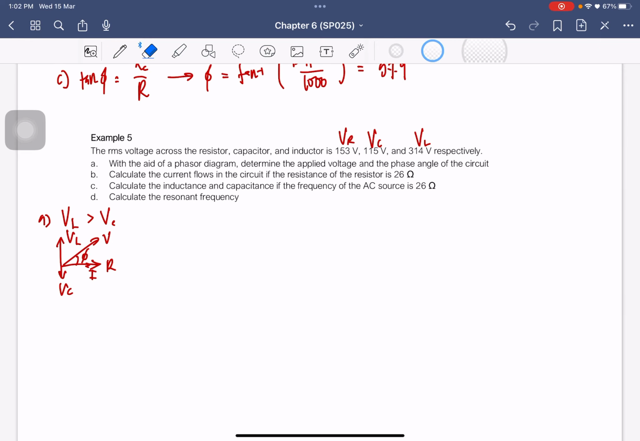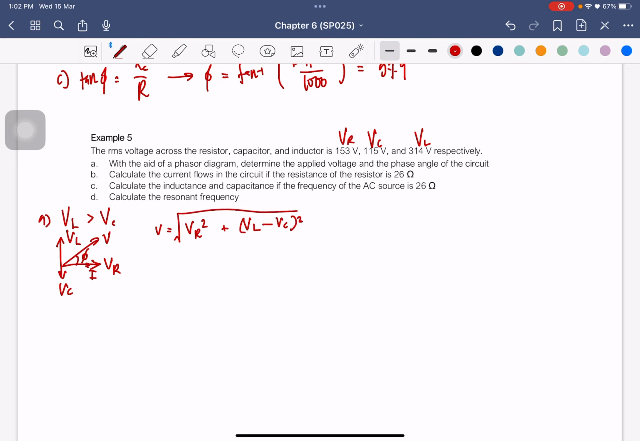Okay, this is actually VR. Okay, so lepas tu dia minta apa? Kita perlu cari applied voltage. So that is the supply voltage V. So how do we calculate that? VR square plus VL minus VC square them, then square root this. So if you substitute all of it, you will get 251 volt as the answer. Okay, so the phase angle is just tangent phi equal to VL minus VC over VR. Okay, so instead of guna X, kamu boleh guna dia punya voltage juga lah. Okay, so untuk yang ini kamu akan dapat 52.4 degree.